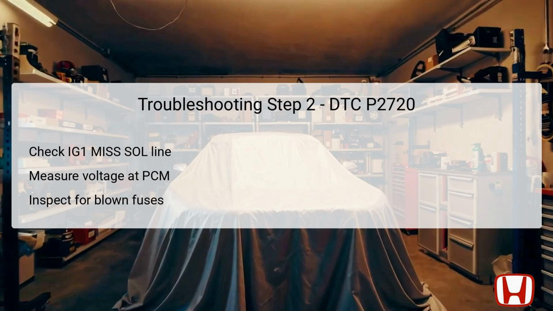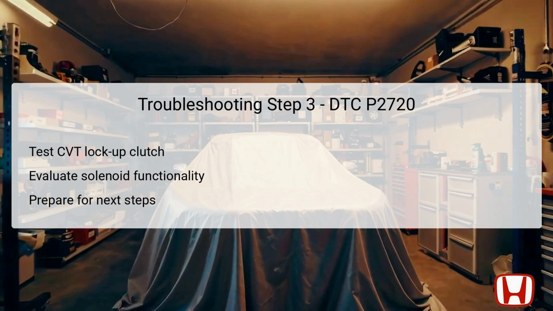If you find battery voltage present at these points, it indicates that the IG1 MIS-SOL wire functions properly, allowing you to progress to step 3. If not, inspect the under-dash fuse relay box for a blown fuse, replacing it if necessary. If the fuse continues to blow, repairs must focus on locating a short circuit. If the fuse is intact, the problem could lie within the IG1 MIS-SOL wire leading up to the PCM.